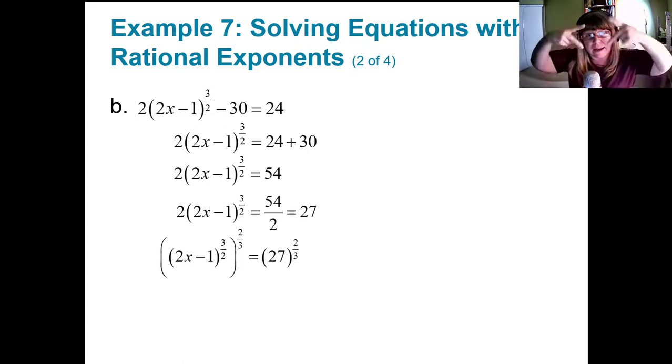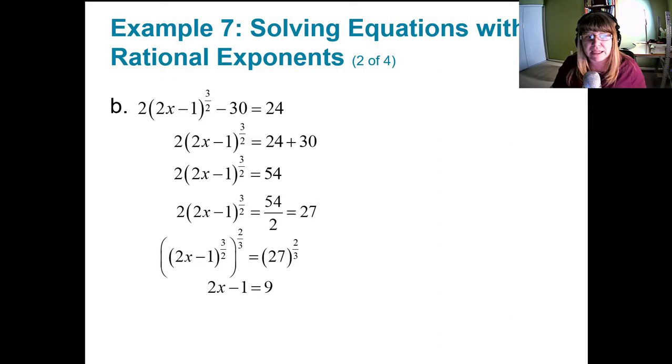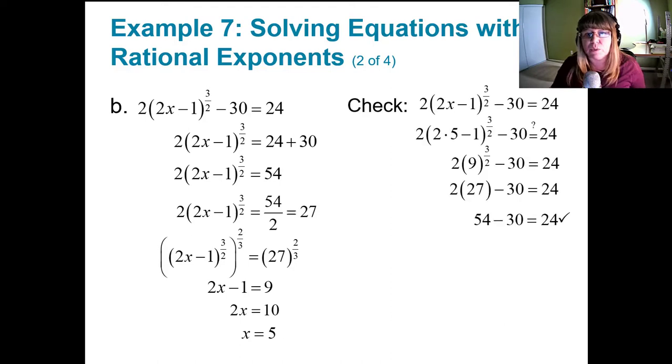Now we're going to do that flip of a power. 3 is now in the denominator, and 3 is odd, so I don't have to worry about plus and minus. The cube root of 27 is 3, and 3 squared is 9. So ultimately, I'm going to get 2x minus 1 equals 9. From here on out, it's a problem we can solve fairly easily. We add 1 to each side and then divide by 2, and we get x equals 5. Let's check that, and indeed, when x is 5, we get 24 equals 24. I'll let you go through that at your own speed.